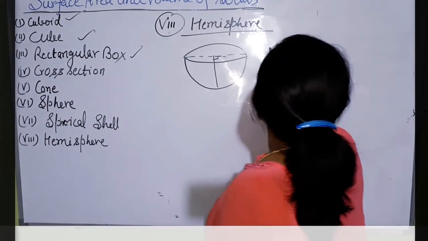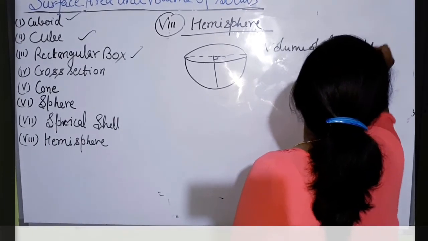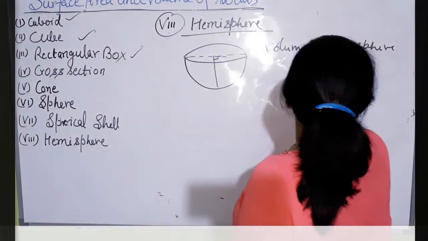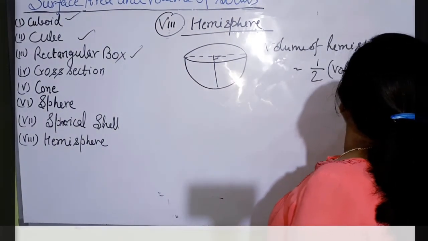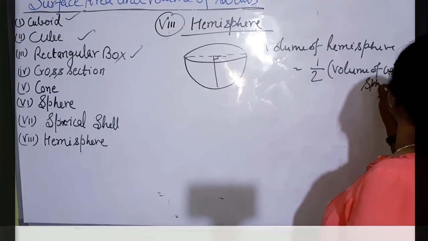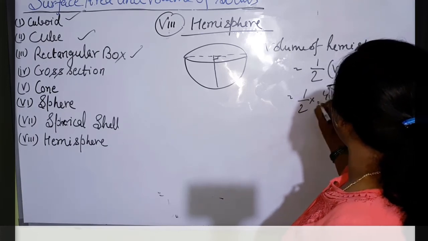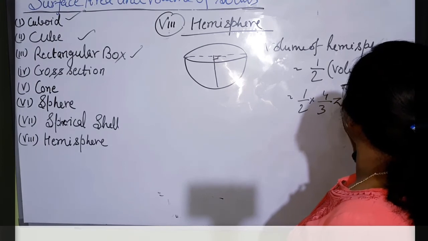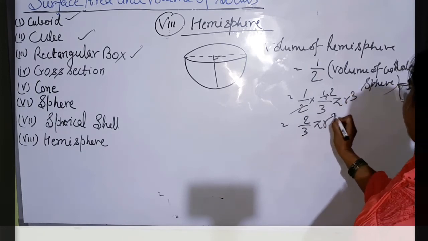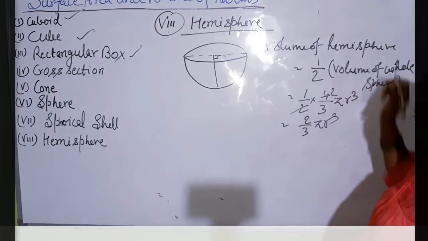Then the volume of a hemisphere is just half of the volume of the whole sphere. It is 1 by 2 into the whole sphere volume, 4 by 3 pi r cube. 2 goes into the 4, so it is 2 by 3 pi r cube. Half of the volume of the whole sphere is the volume of the hemisphere.